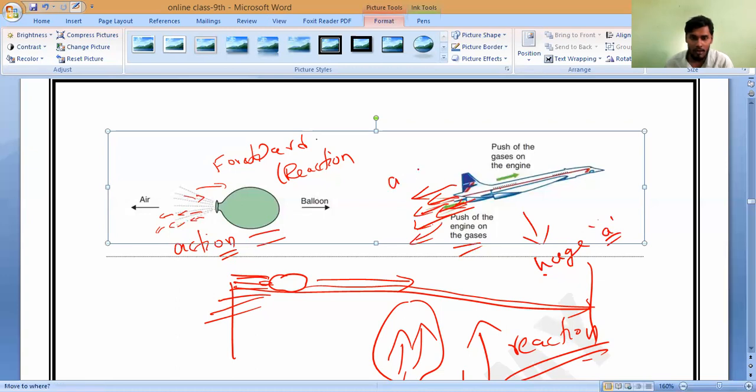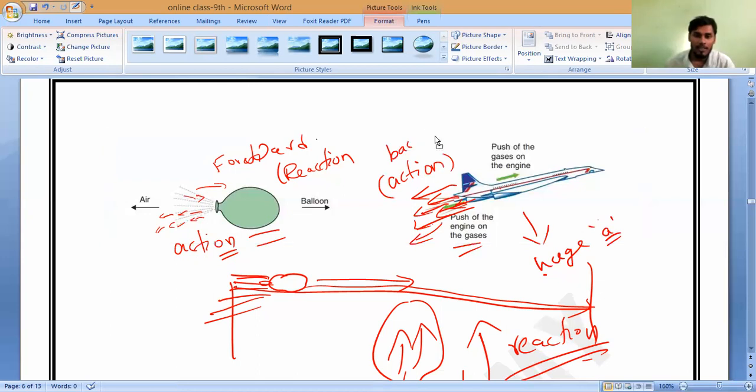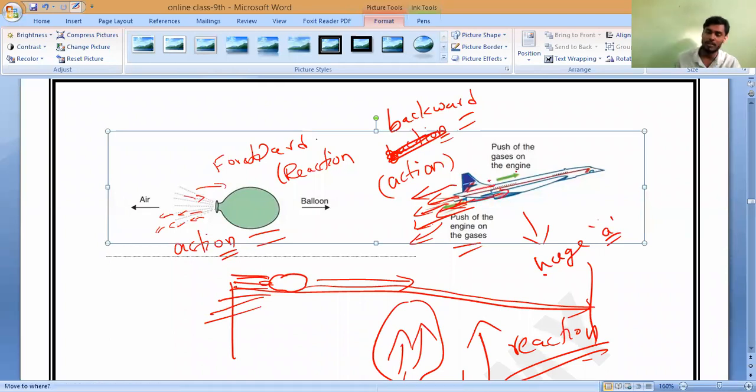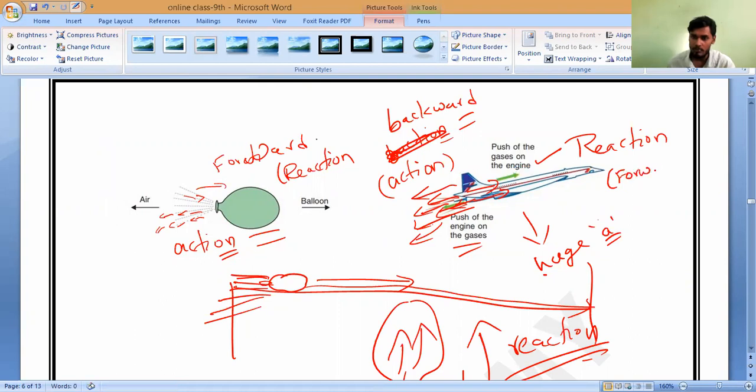That backward direction is called action. Because of that action, these hot gases apply the same equal amount of force in the forward direction, pushing the engine. That is what we call reaction. So that is why the aeroplanes start flying. Is it yes or no? Yes, sir, all of you.